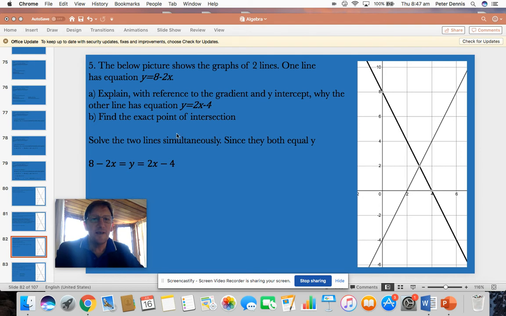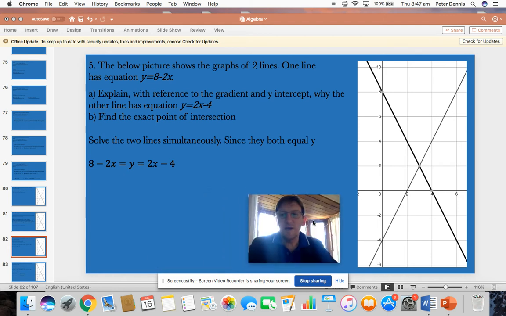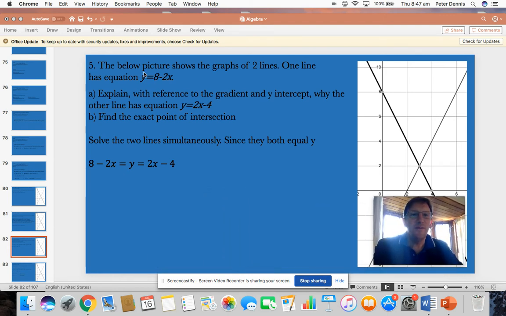They have said the exact point, so let's solve them simultaneously. The nice thing about solving these simultaneously is that this is what y equals, and this is what y equals. So what we're saying is, when are the y's exactly the same? So that's all I've done down here. I've just set it up. We know that this equals y and this equals y. So I've just put them together, and then I can get rid of the y's.